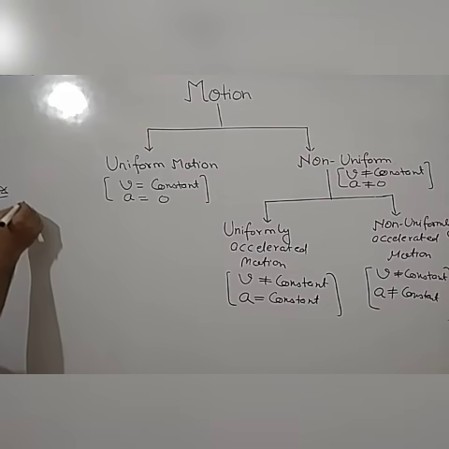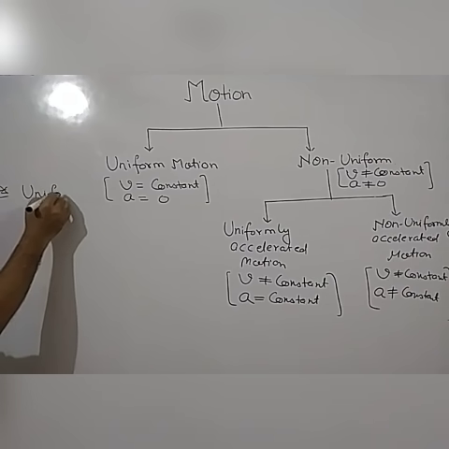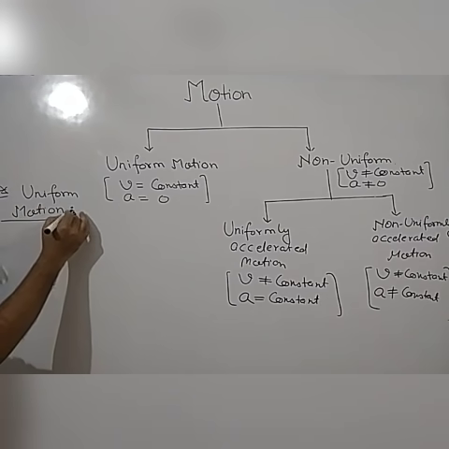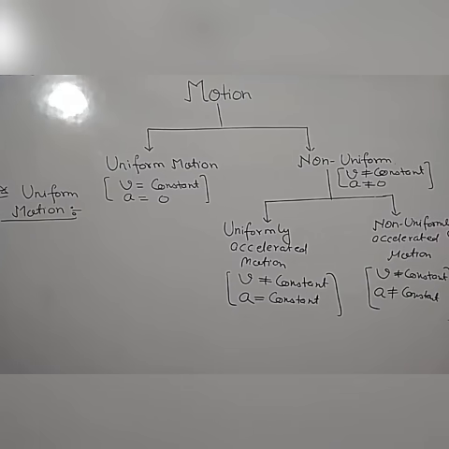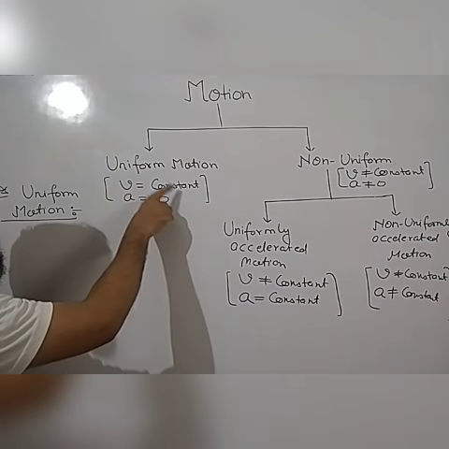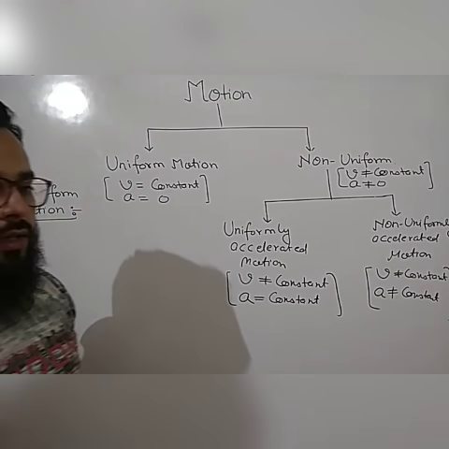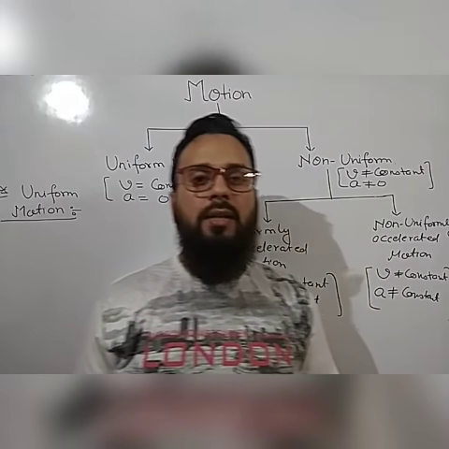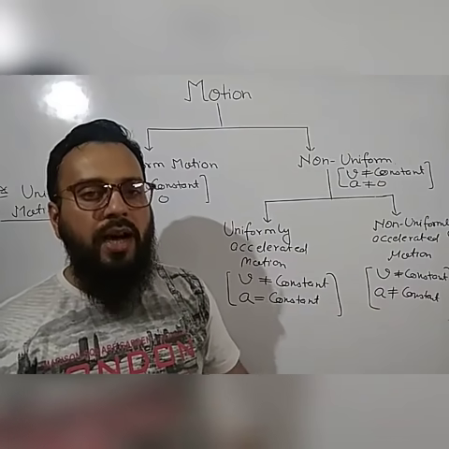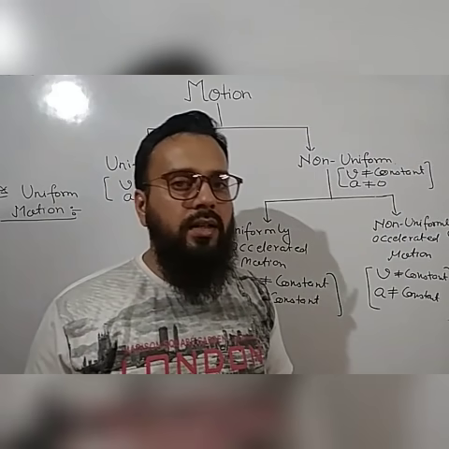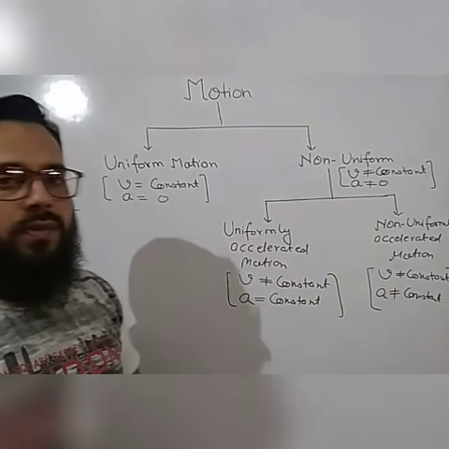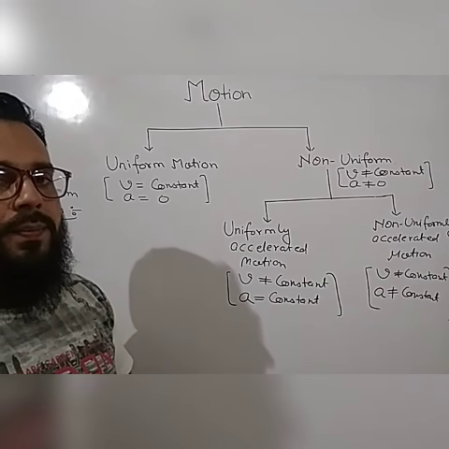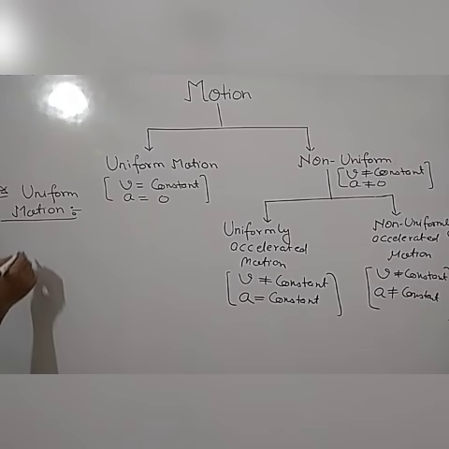So coming to uniform motion. What is uniform motion? The basic condition is velocity will be constant and acceleration will be zero. It means, for example, if you are riding your bike or your car and the velocity remains constant, then what will happen? Let us draw a table.